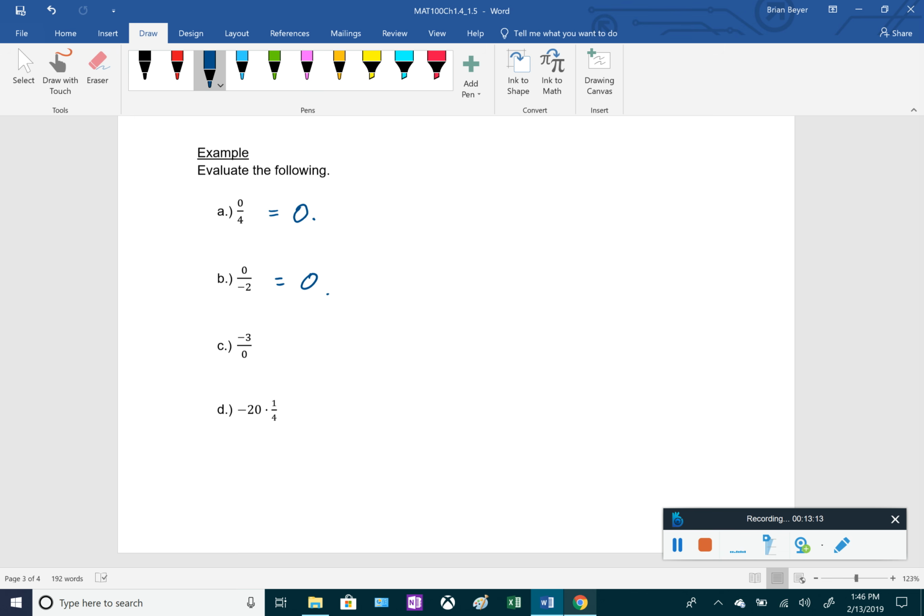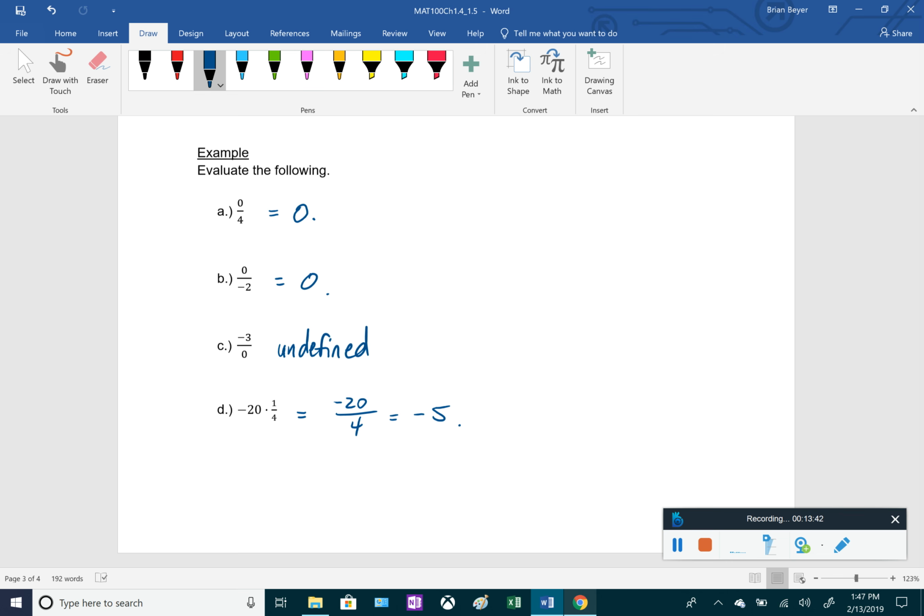Next one, negative 3 divided by 0. 0 is in the denominator, so this is undefined. So you don't want to leave your answer like negative 3 over 0. You have to write undefined. Okay, last one, negative 20 times 1/4. We know this is the same as negative 20 divided by 4. Negative divided by a positive is negative. 20 divided by 4 is 5, so negative 5.